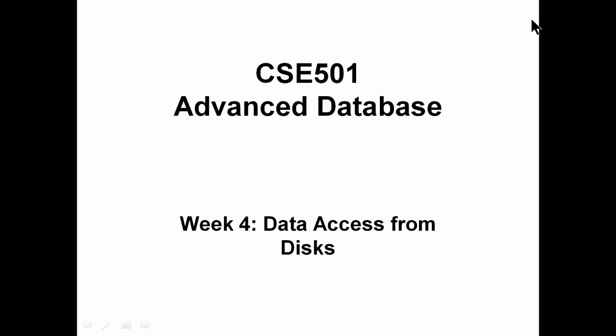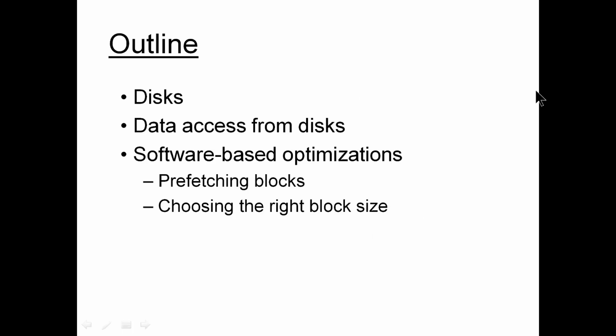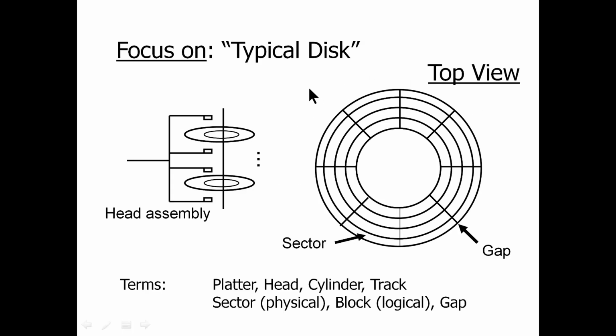So take a look at the next immediate discussion. We need to talk about data access from disk, software-based optimizations, prefetching blocks, and choosing the right block size. So take a look at a typical disk. On one hand, you have the head assembly, and these are the read-write heads with an arm, and these are the disk platters. The read-write arm moves forward and comes back in the head assembly.